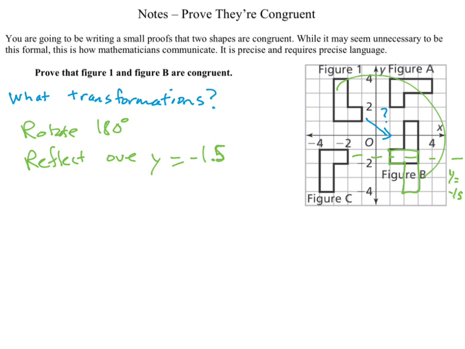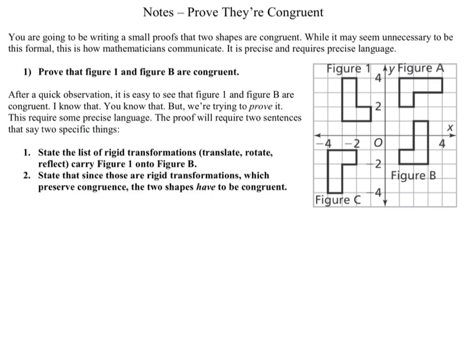But if we're going to prove these two shapes are congruent, we have to use some precise language and precise sentencing here. This is good information. You're going to use this, but we're going to make it more formal. And it's going to look like this. In our little proof, we're going to write out 2 sentences, with capital letters and verbs and a period at the end. There's going to be 2 whole sentences.